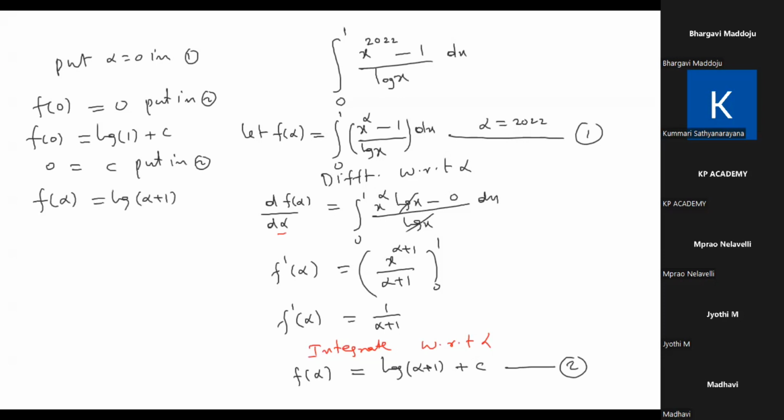Now our alpha is 2022. Therefore f of 2022 is log of 2023. So this is the answer. This is differentiation of a definite integral under the integral sign. For this, you can take this concept.